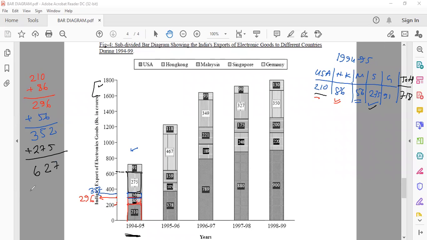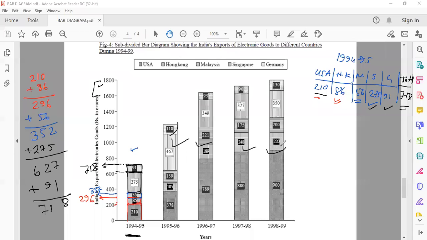Then add 91, the last point, that is Germany, 91. So naturally there should be 718. So go up to this point, 718, and I draw this rectangle whose height is 91. Clear? Similarly, you can draw these 4 cases.